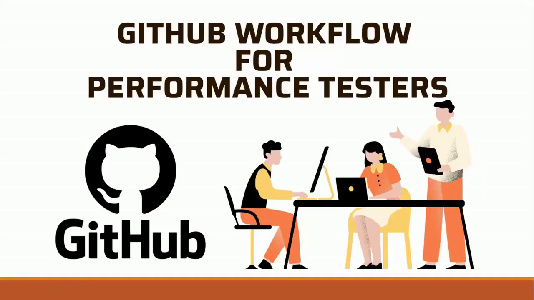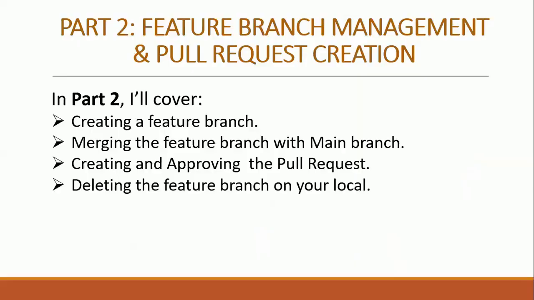In part 1, I covered the basics of Git for performance testers, which includes creating a repository on GitHub, cloning the repository, understanding the Git workflows, and making your first commit. In this part 2 video, we are taking things a step further. We'll explore how to work efficiently in creating the feature branch, merging the feature branch with the main branch, creating and approving the pull request, and finally deleting the feature branch on your local.